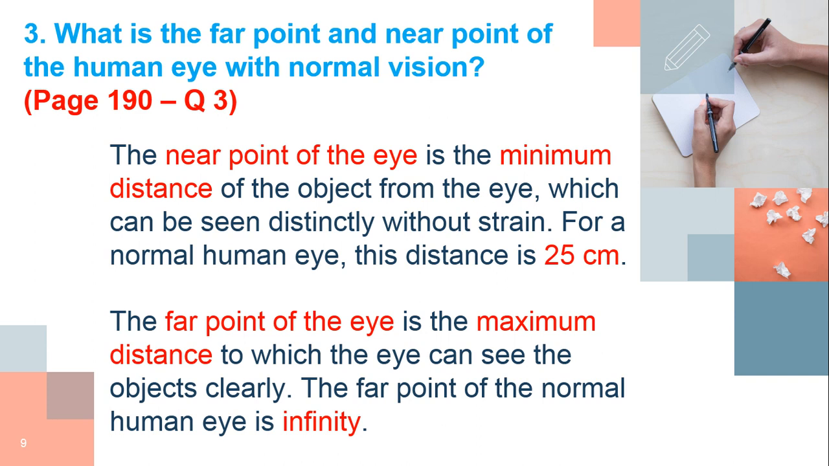And a person can see far away objects which are at infinity. The far point of the normal human eye is infinity, because he is able to see objects which are at infinity. The range of near point and far point for the human eye is 25 centimeter to infinity.